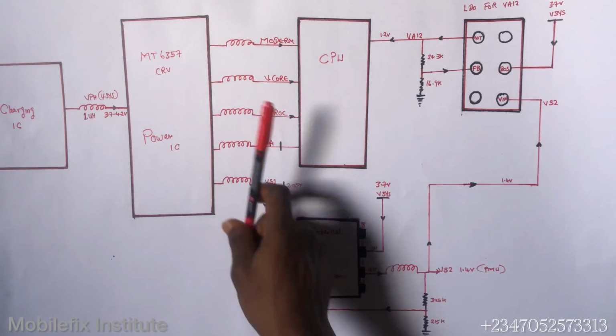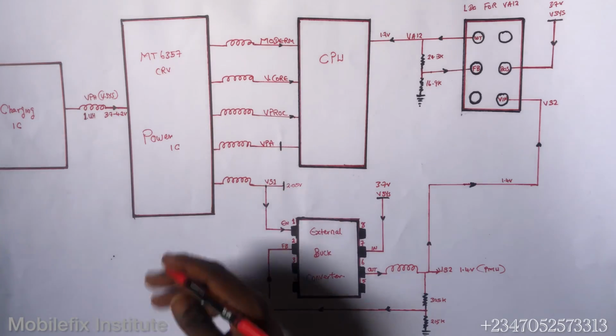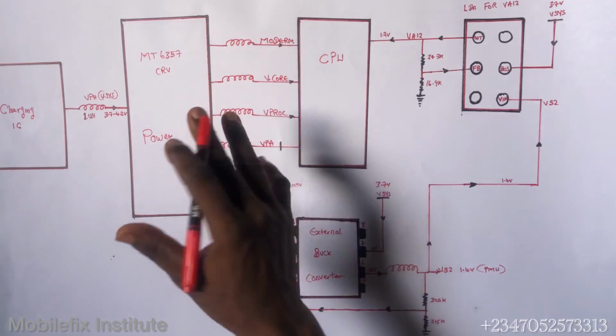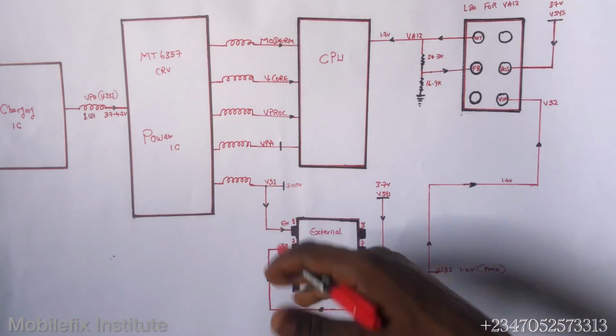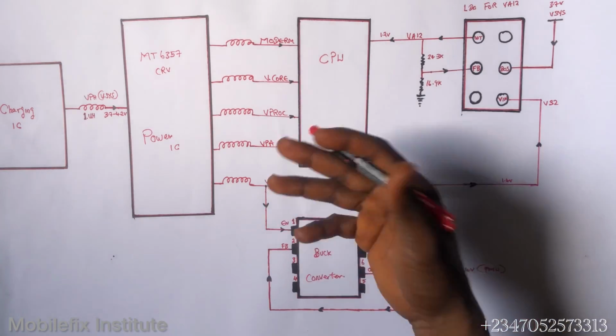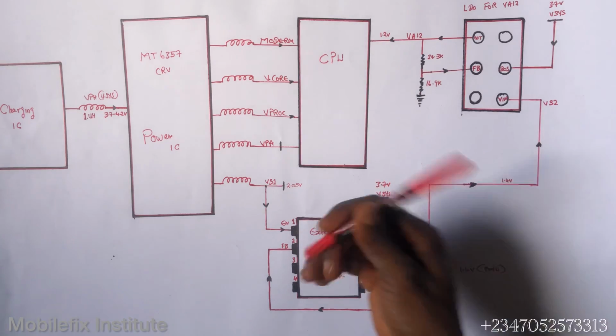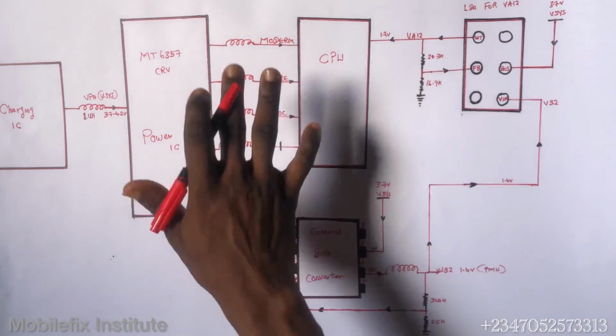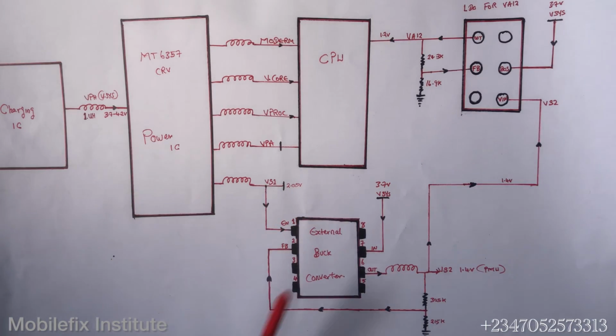Okay, so now these inductors will step down the voltage. This 3.7 voltage, it will step it down, and then it will produce more ampere. It will generate more current so that it can power up the CPU and other sections, but it will step down the voltage. That's the work of buck coils. But there is an external IC here that is installed.